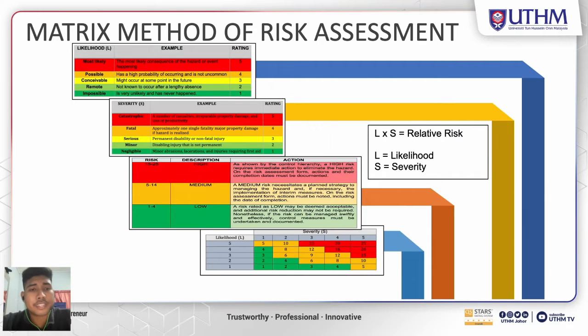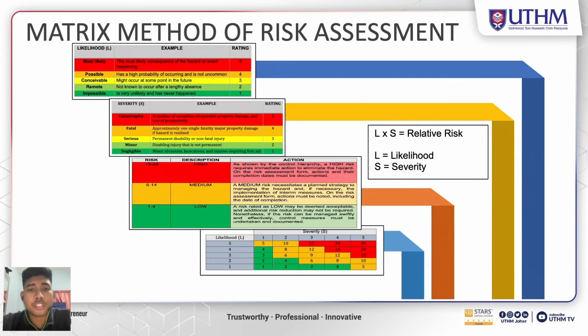be required. The second is the medium, from 5 to 14, is risk necessity as planned strategy to manage the hazard and if necessary the implementation of interim measures. And the high risk is 15 to 25, which requires immediate action to eliminate the hazard.